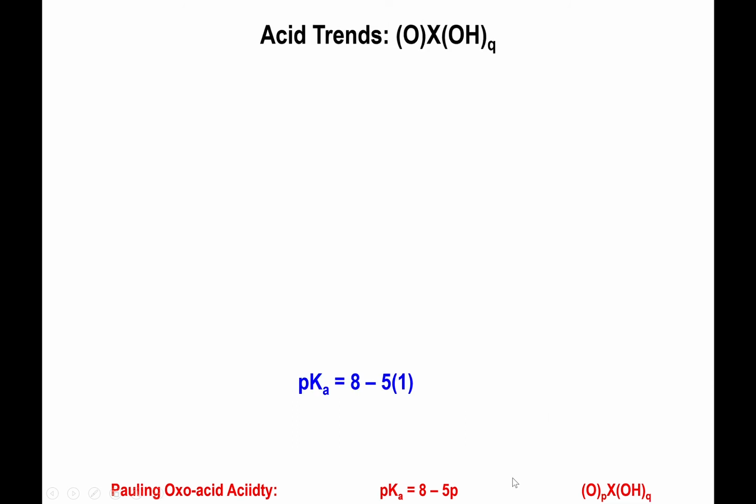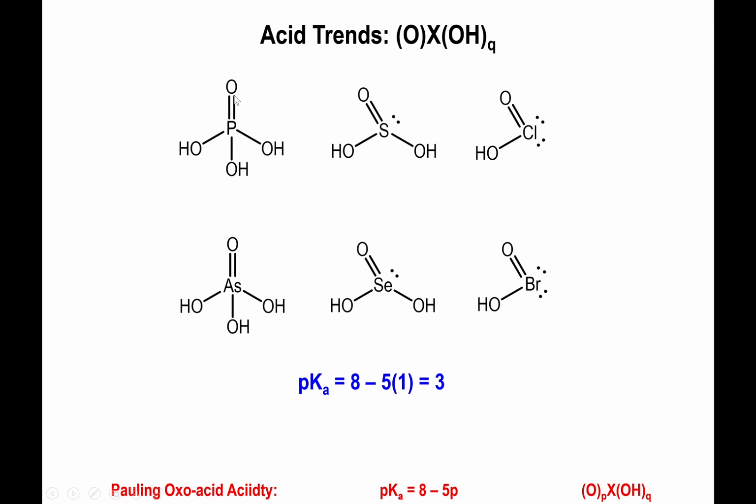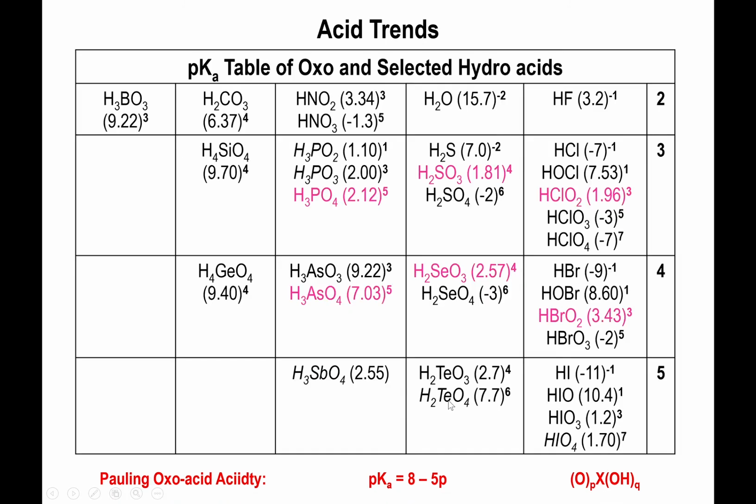So for instance, let's say that you had 1 oxygen double bond present in your molecule. Based on the Pauling equation, you have 8 minus 5 being equal to 3. And for molecules that have only 1 oxygen double bond present, like phosphoric acid or sulfurous acid or chlorous acid, right, the pK is expected to be roughly around 3. And if you look at the actual pKa's for those substances, roughly speaking, the pK is in that vicinity, around 3. The one that's a little bit off is arsenic acid. But generally speaking, all these different acids are close to a pK value of 3.